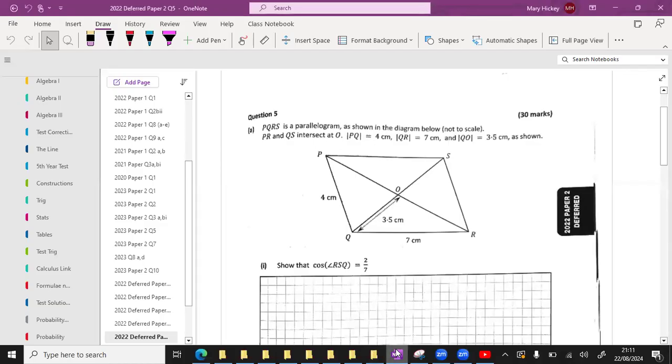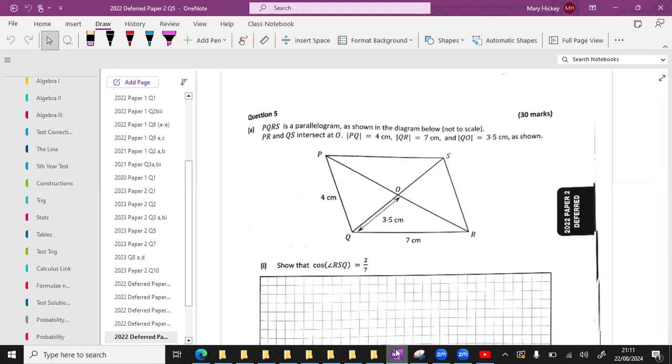2022, paper 2, deferred, question 5a. So it says PQRS is a parallelogram as shown in the diagram below, not to scale. So not to scale means you can't measure it. You're going to do calculations. PR and QR intersect at O.